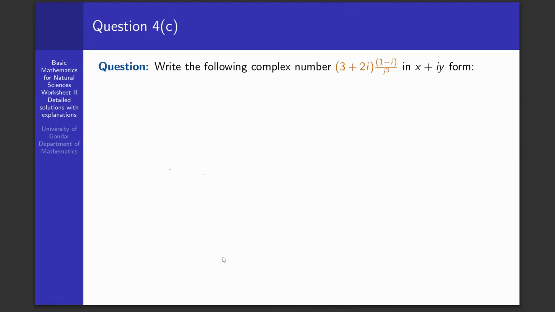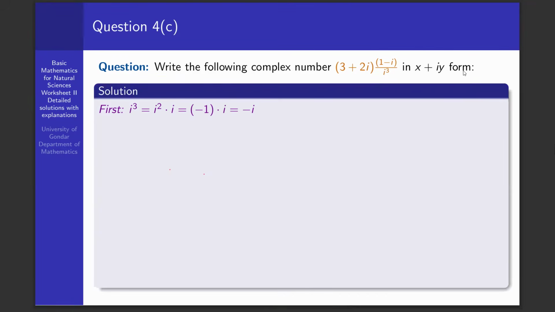The next one, question number 40. Again, it is simplification of a complex number, writing this expression in the form x plus iy, that is, in standard form. If we follow the same procedure, first let's take the cube of i, a pure imaginary complex number. i cubed is simply i squared times i, and i squared is minus 1, so times i gives minus i.